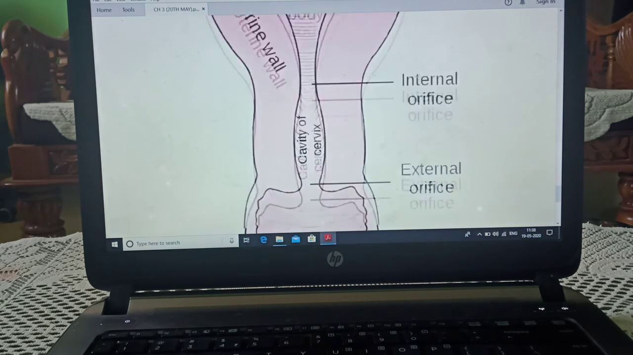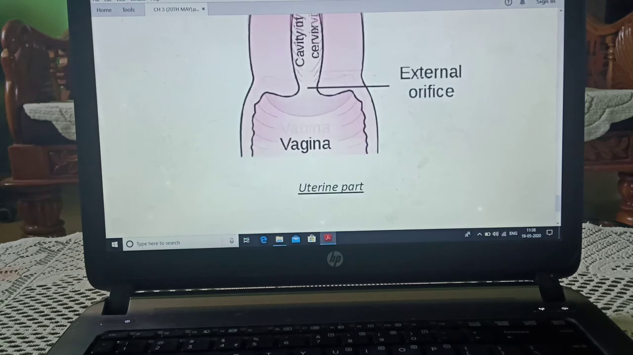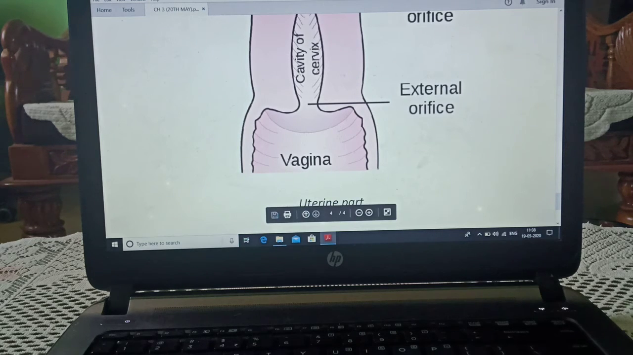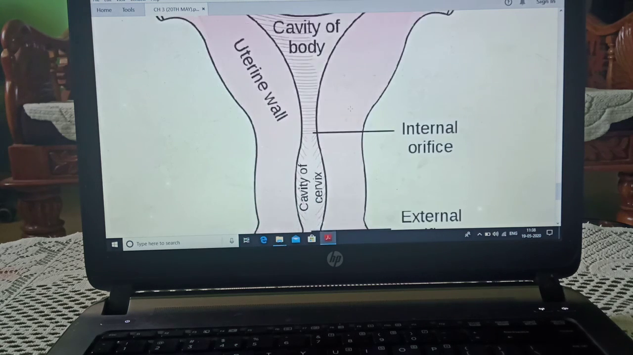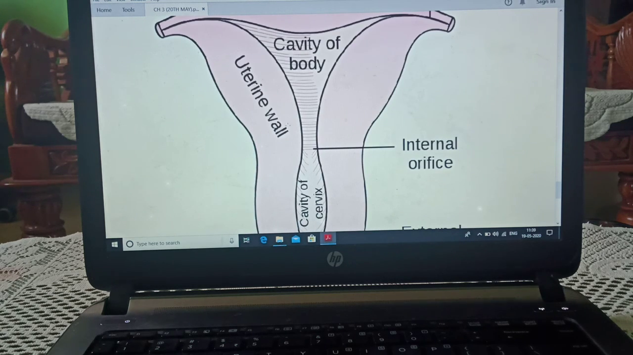Now you can see, this is the uterine part, this is the vaginal part, this is the cavity of the cervix, this is the mouth of the uterus, that is known as the cervix. That is the external orifice, the part which opens into the vagina. Internal orifice, that part which opens into the mouth of the uterus. This is the uterine wall and this is the cavity of the uterus. This is what I have taught you.